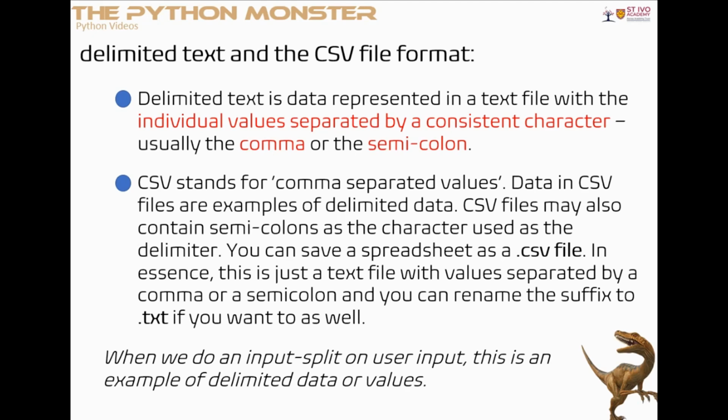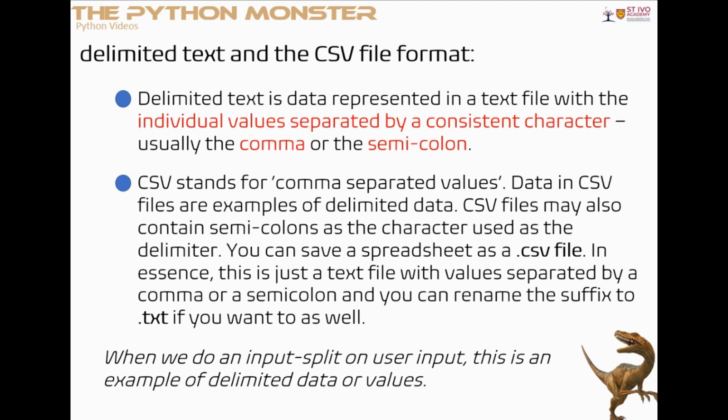Now you can save a spreadsheet, particularly of course an Excel spreadsheet, as a .csv file, and that's why the CSV file is well known, and it's a common file format for delimited text or delimited data. So in essence, a CSV file is just an example of delimited data. It's a text file with the values separated by either a comma or a semicolon. And in fact, if you wanted to prove the point, you could simply rename .csv at the end to .txt, and you can see that it's basically a text file with a special file format.